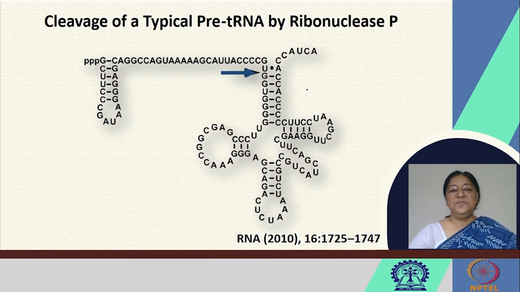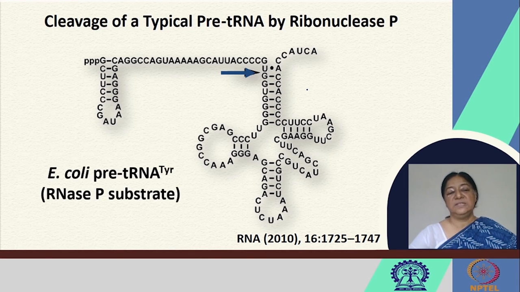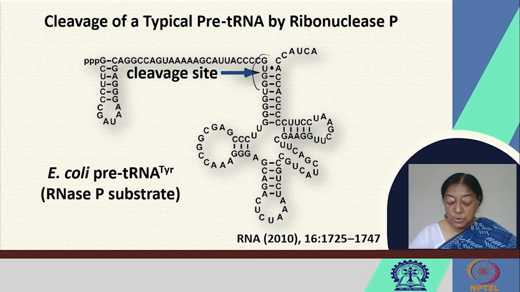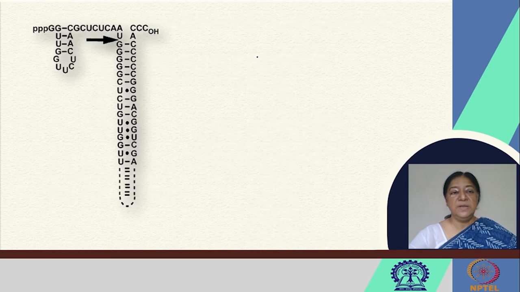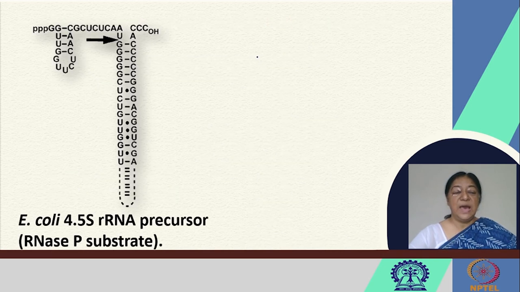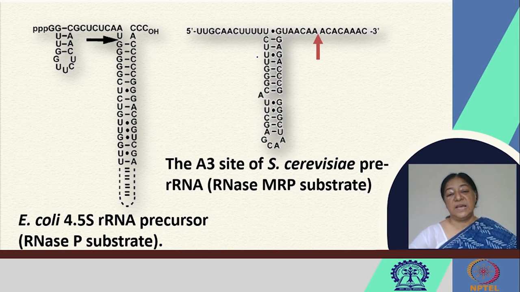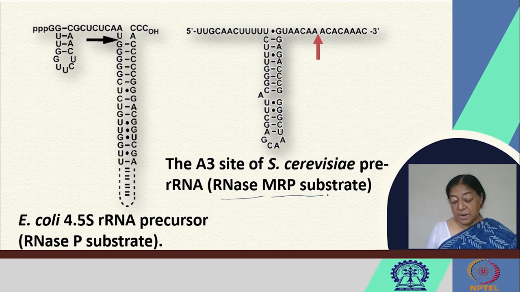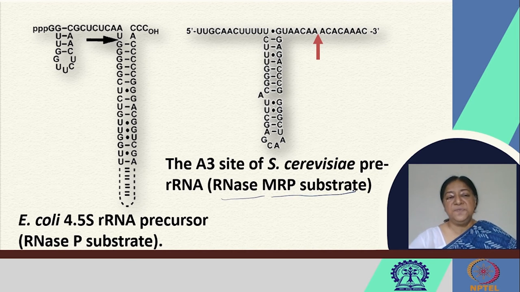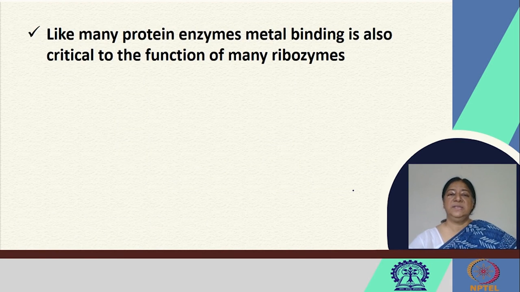We can have cleavage of a typical pre-tRNA by ribonuclease P, and these are the specific substrates. It is the RNase-P substrate, and there is a cleavage site that belongs to the recognition here, the RNA bases. Similarly, there are other types where we have the RNase-P substrate, and we have the cleavage site for an RNase-MRP substrate. So these are specific reactions involving RNA and the catalysis brought about by these.